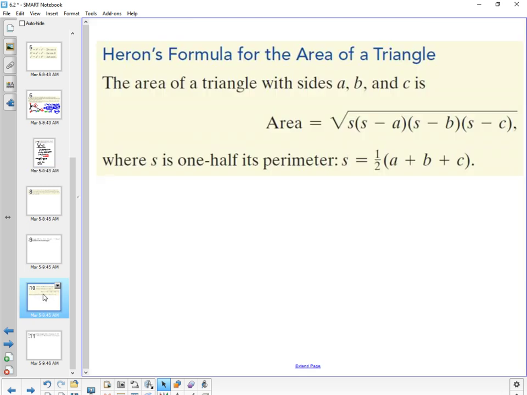Here, my friends, is Heron's rule, or formula. The area of a triangle is the square root of S times S minus A times S minus B times S minus C. Now, what is S? S is half of the perimeter. So that means A plus B plus C, take half of that.